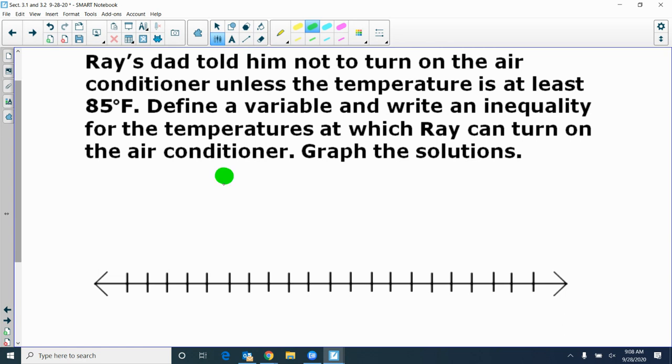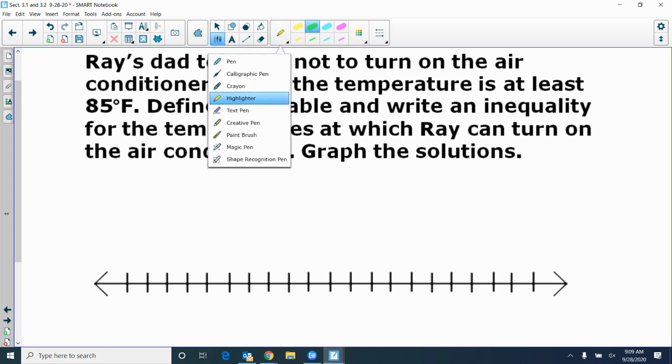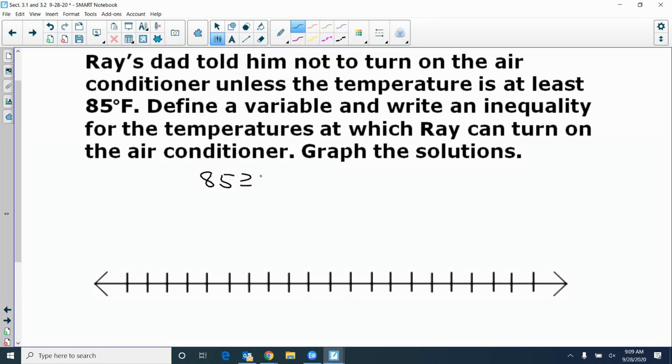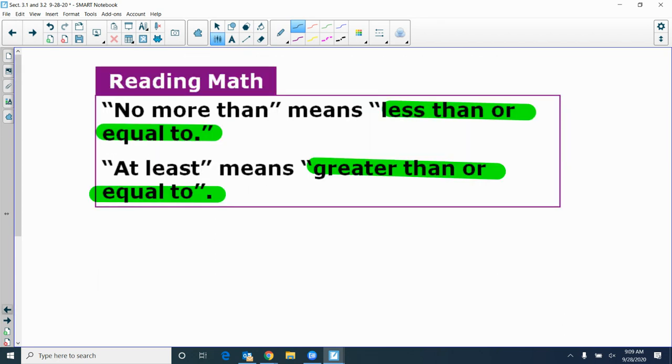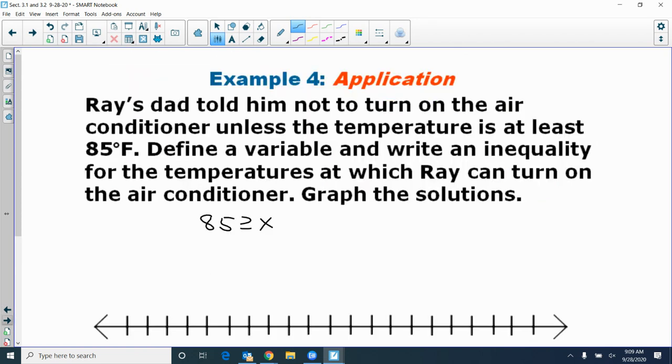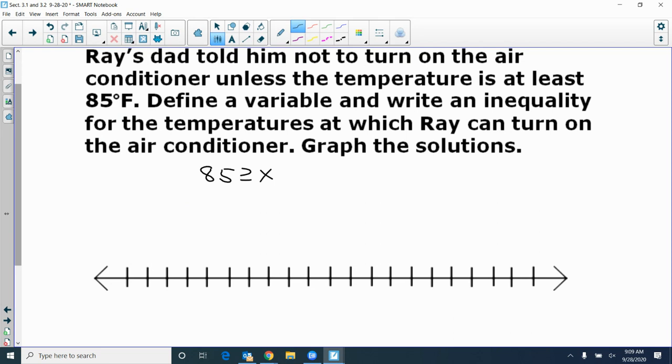All right, now don't write this down yet. Not that you're wrong, but I want to do something. We use the word at least, right? What did we just say at least means? Greater than or equal to. Okay, now, the way you have it worded, you need to flip it, because this is actually saying X is smaller than 85. So you got to write your variable first. So X is greater than or equal to 85, because it could be 85 or it could be 86.